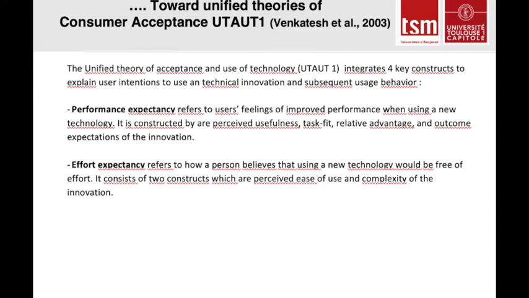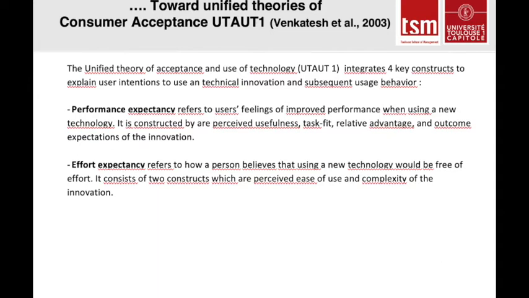For example, the unified theory of acceptance and use of technology, also called the UTAUT 1 and subsequently the UTAUT 2, formulated by Venkatesh and colleagues in 2003, examines 4 key constructs to explain user intentions to use a technical innovation and subsequent usage behaviors, namely performance expectancy, effort expectancy, social influence, and facilitating conditions. Performance expectancy refers to the user's feelings of improved performance when using a new technology.